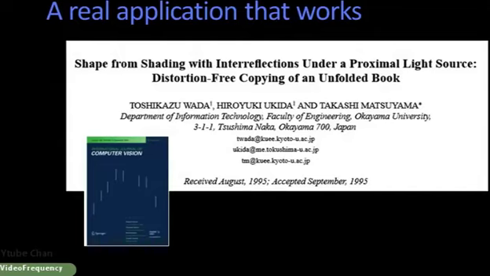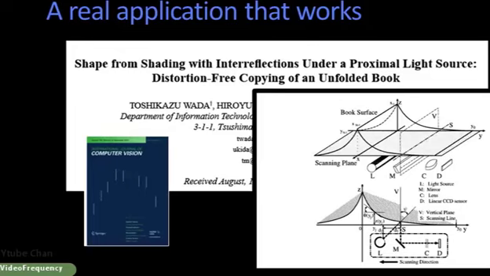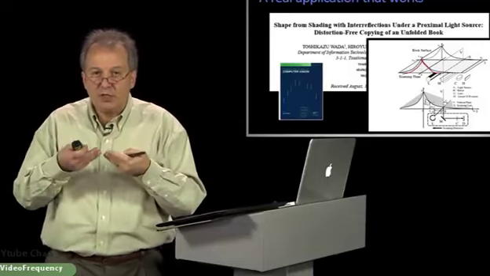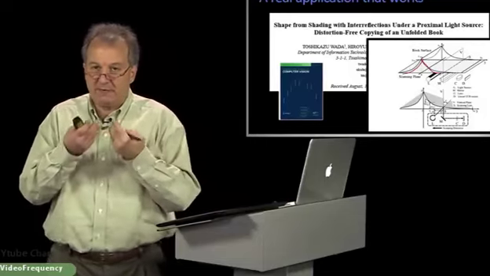There was a paper that actually won one of the Marr prizes in 1995 at ICCV. The name of it is Shape from Shading with Inner Reflections under a Proximal Light Source, Distortion-Free Copying of an Unfolded Book. It appeared later in IJCV, the International Journal of Computer Vision. What they were looking at was this idea that when you put a book down on a scanner or a copier, you get this surface that bends away. You can recover something about that surface structure, and you should also be able to sort of unshade what happens because the light falls off.